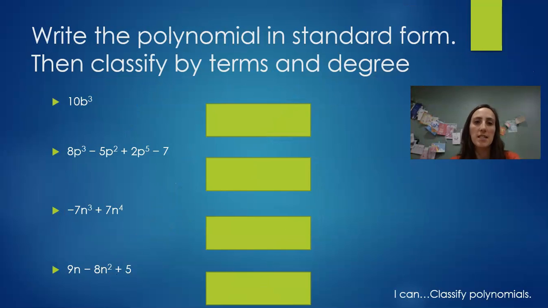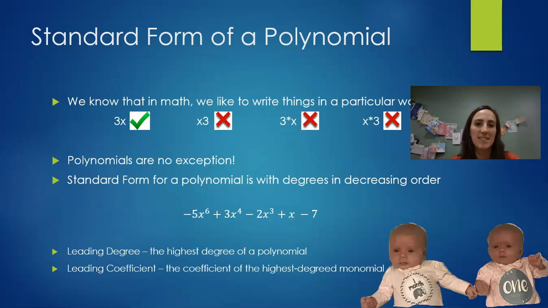Write the polynomial in standard form, then classify by terms and degree. So we need to go back to Brooke and Sophia one more time to learn about standard form of a polynomial. Here Brooke and Sophia are letting us know that in math we write things in a particular way. If we are multiplying a number and a variable, it's always number first, variable second. Any other way is just not how we do it.